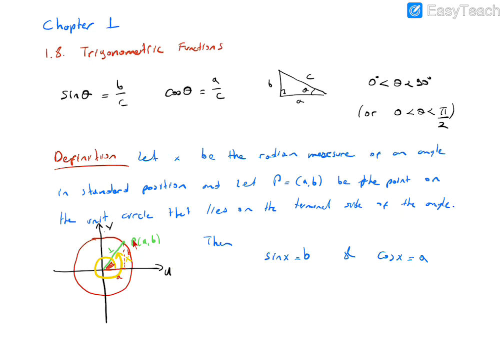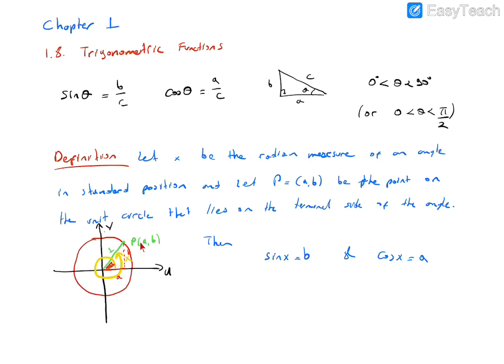So the sine of x is the second component, or v coordinate, of P, and the cosine of x is the first, or u coordinate, of P. Okay, this is the second component of P, this is the first component of P.